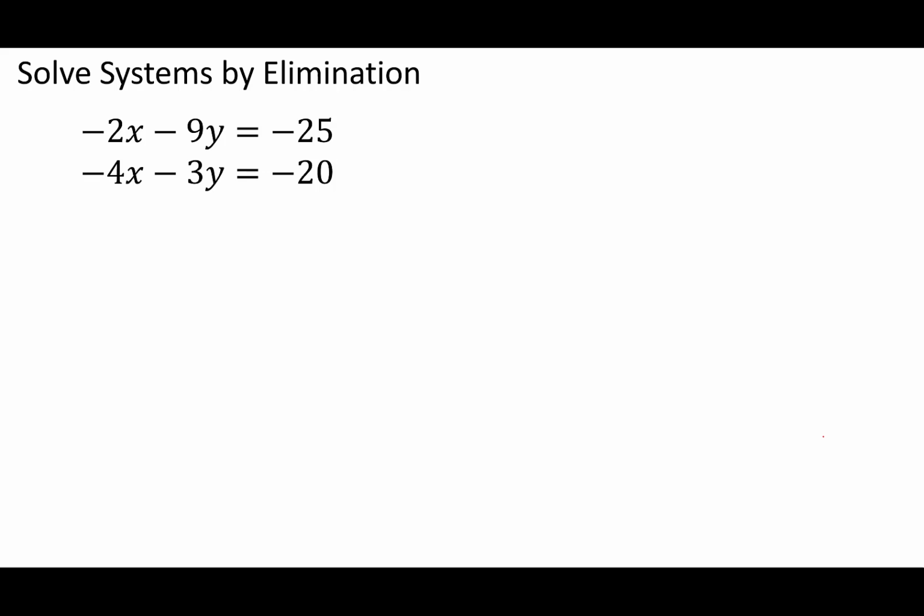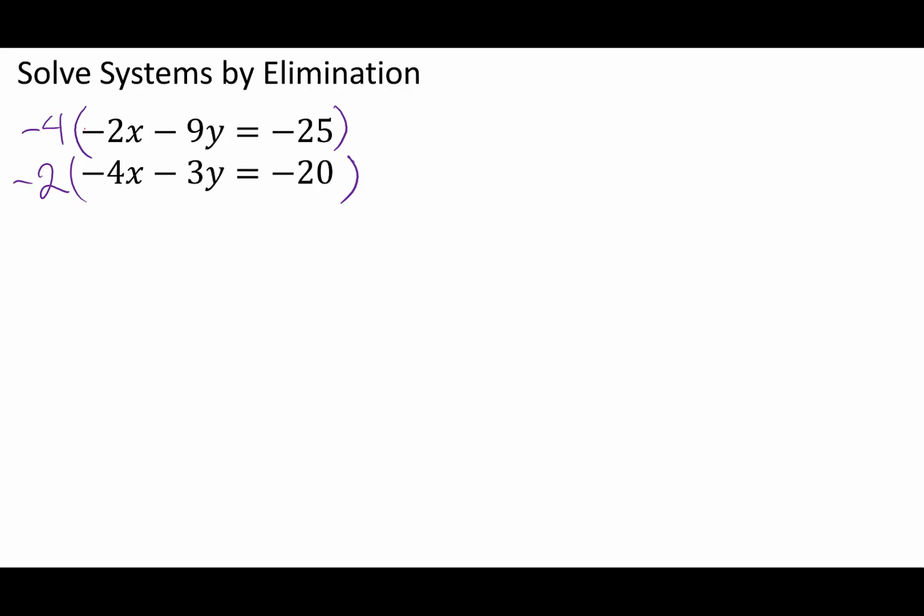All right, so again, I don't have a common coefficient on either my x or my y, so I'm going to have to multiply. So I'm going to multiply the top by 4 and the bottom by 2. And I could actually, let's do negatives on these.